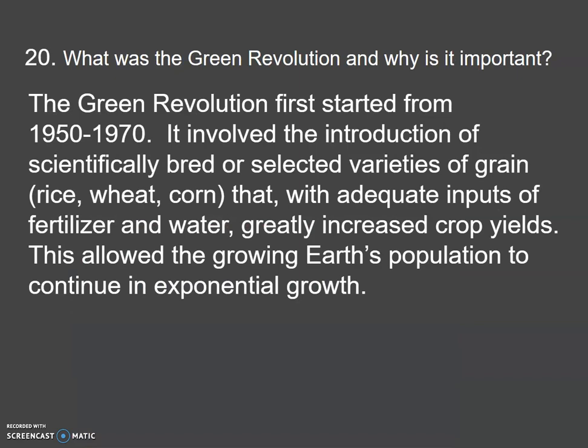What is the Green Revolution and why is it important? The Green Revolution first started in 1950 to 1970. It involved the introduction of scientifically bred or selective varieties of grain, such as rice, wheat, or corn, that, with adequate inputs of fertilizer and water, greatly increased crop yields. This allowed the growing Earth's population to continue its exponential growth. So if we didn't have this Green Revolution, we wouldn't have the population that we have today, because we wouldn't be able to feed people.